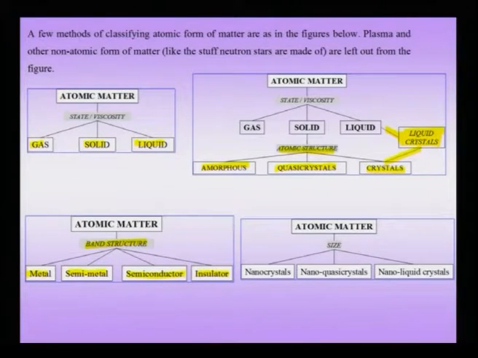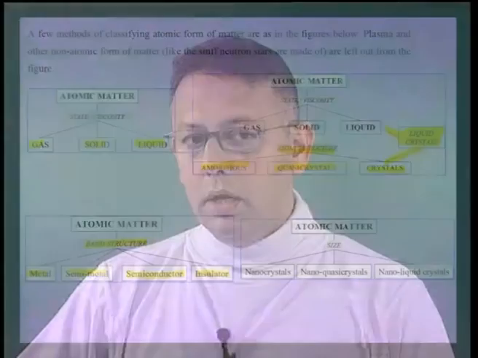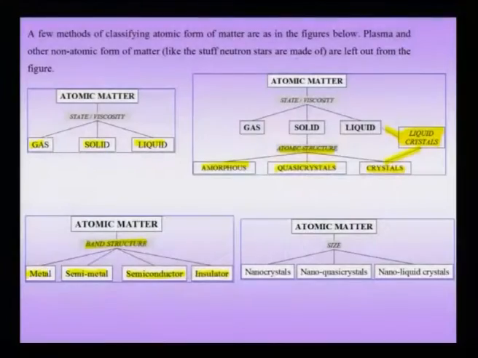Now, when we are talking about the band structure, it should be clear that one way of classification should not clash with any other way of classification of matter. For instance, a material could be amorphous and still could be metallic. In other words, that is what we call the metallic glasses.